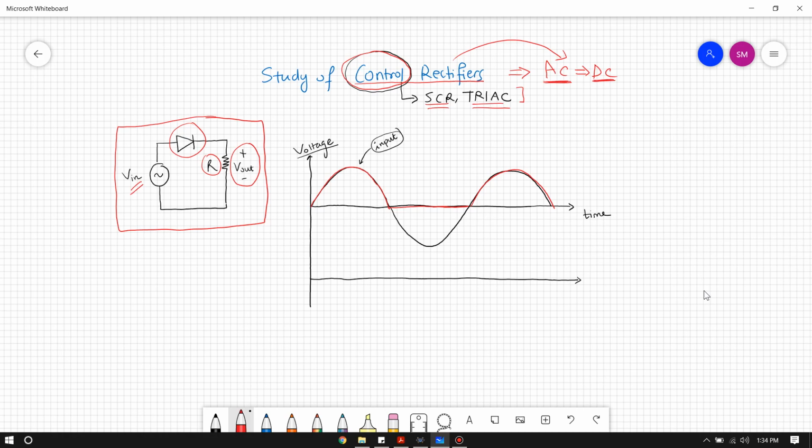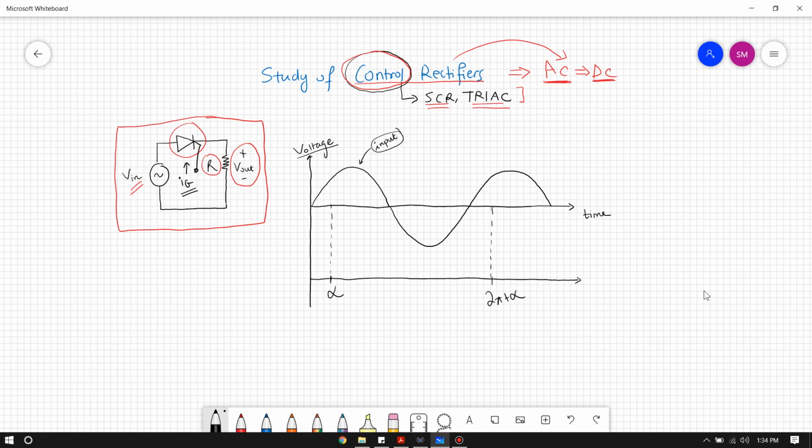Now, if instead of using a diode, we change this to an SCR, where this is our gate terminal, and we supply a gate current IG here. Recall from our last lab, how does an SCR function? An SCR turns on when we supply a gate pulse. It does not turn on before that. We can control when it turns on using the gate pulse. So for example, say that I'm supplying a gate pulse at time alpha and then at time 2 pi plus alpha, right? So this is the instance that I'm supplying a gate pulse.